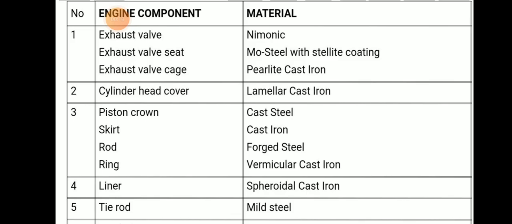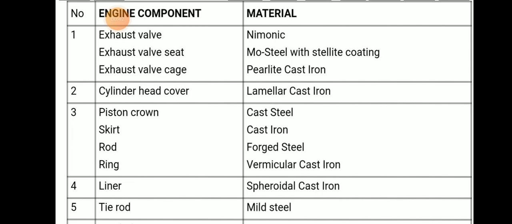So engine component. For exhaust valve we use pneumonic material. Then for exhaust valve seat we use MO steel with stellite coating, and exhaust valve cage we use pearlite casting. So mainly exhaust valve, exhaust valve seat, exhaust valve cage: for exhaust valve we use pneumonic, for valve seat we use MO steel with stellite coating, then valve cage we use pearlite casting.